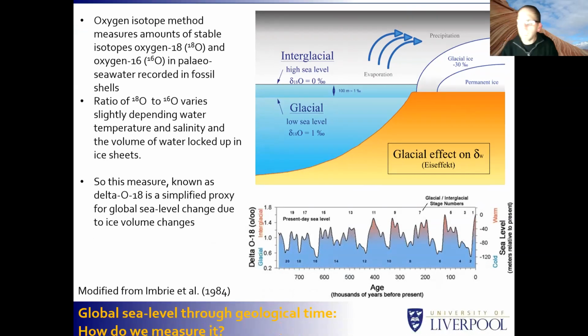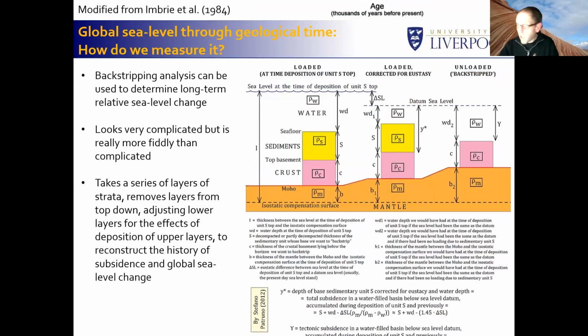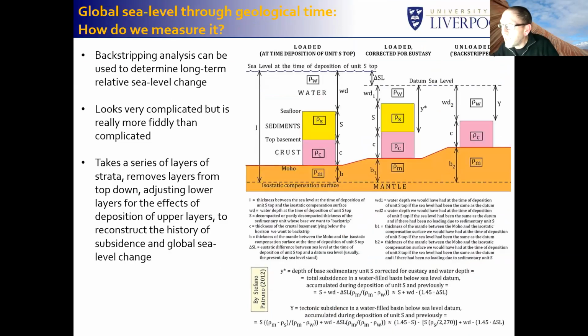And then finally, a technique that I have used, and it looks a lot more complicated than it is, is something called backstripping analysis, whereby you basically take layers of sedimentary rock, strip them off, and sort of uplift the layers underneath to account for the fact that they've been squashed by the layers over the top that you've just removed. That is what we refer to as backstripping. And the point of it, without going into any more detail, is that we can reconstruct the history of subsidence and global sea level change from that process, right?